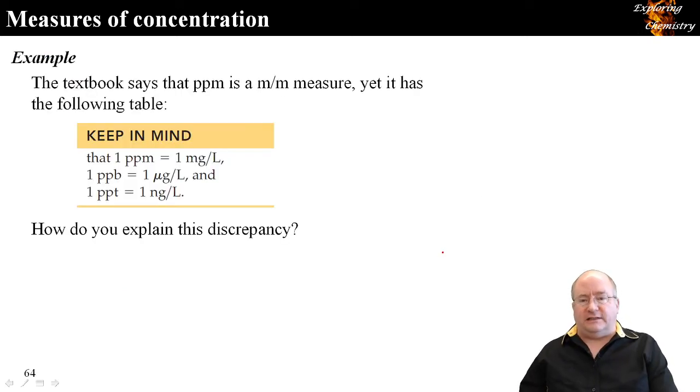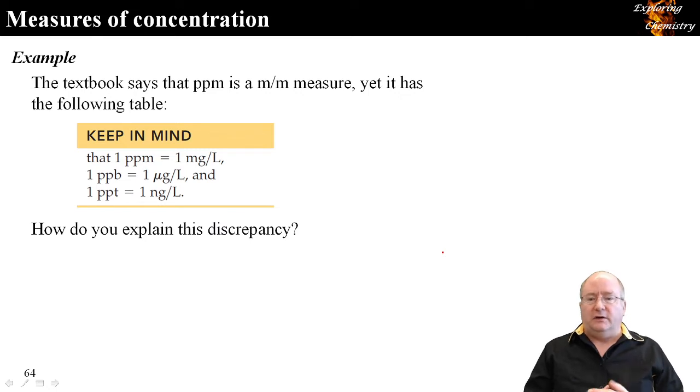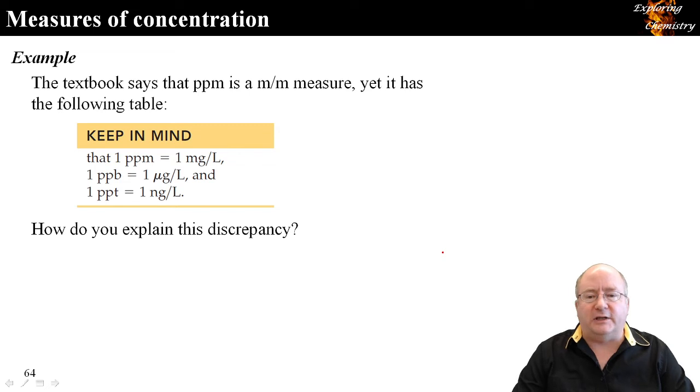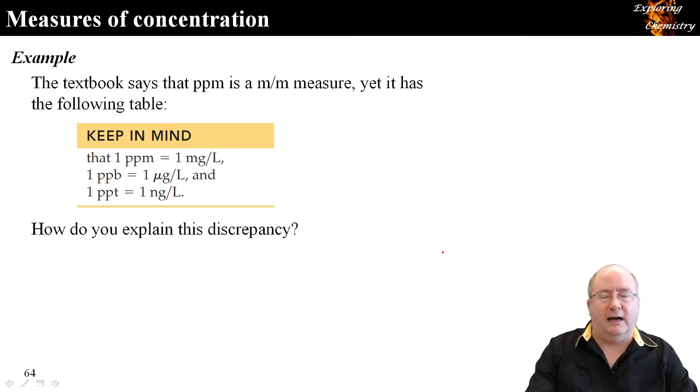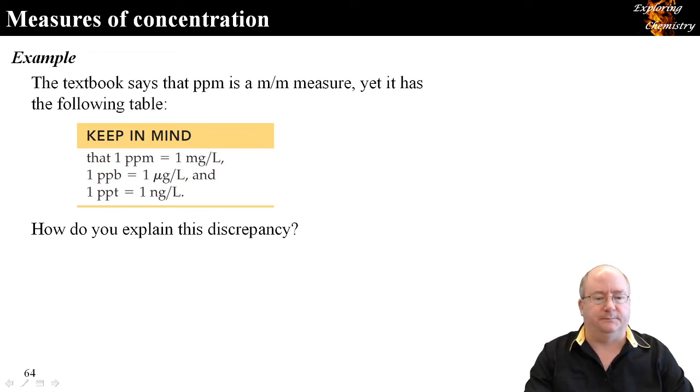Now, the textbook tells you that parts per million is a mass-mass ratio. Yet it has the following table on whatever page. Keep in mind that 1 part per million is 1 milligram per liter, and 1 part per billion is 1 microgram per liter. How do you explain this discrepancy? The textbook says it's a mass-mass measure, yet it talks about milligrams per liter. How do you explain that? Anyone?